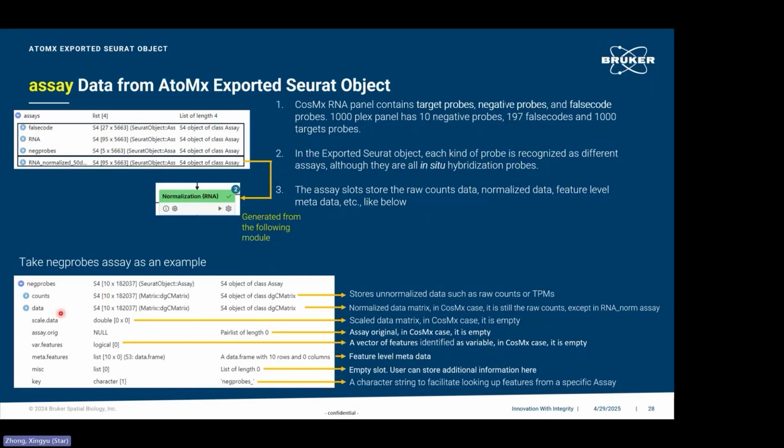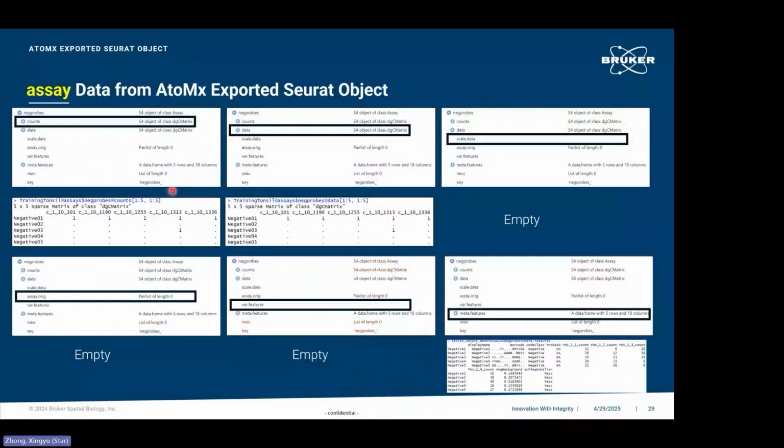Under each assay, there are different slots to hold different data types. You can check the Seurat wiki for detailed information. Some of them are empty because we do not apply those functions to the data in AtoMx. For example, the counts will be the raw counts and the data will be the raw counts as well, but the scale is empty. So many of them will be empty, but some are not empty and will have some information.